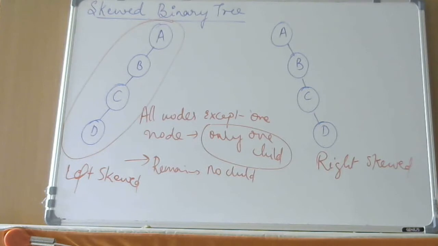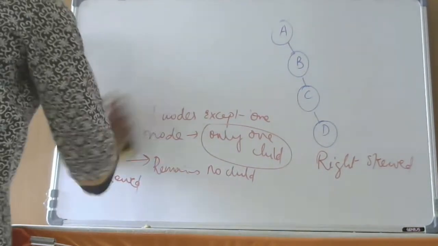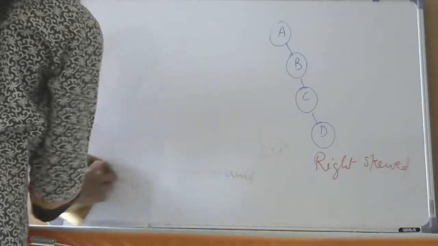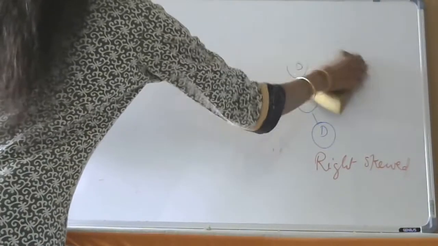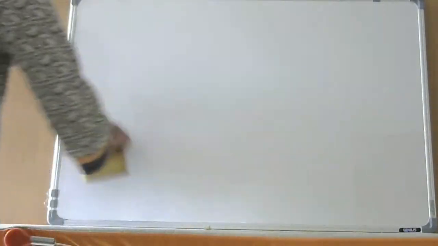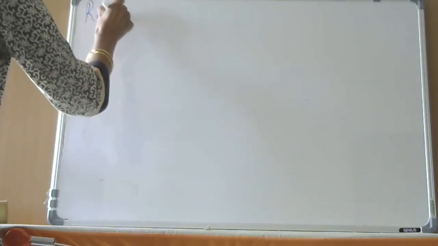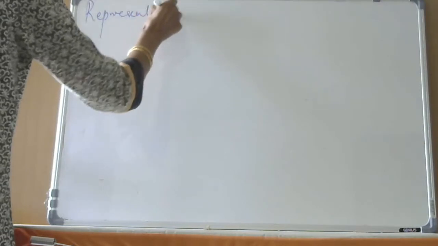Alright. So next let us see how do we represent the trees. Trees can be represented... So how do we represent the trees, or representation of trees?